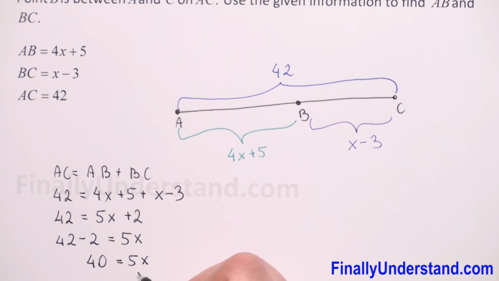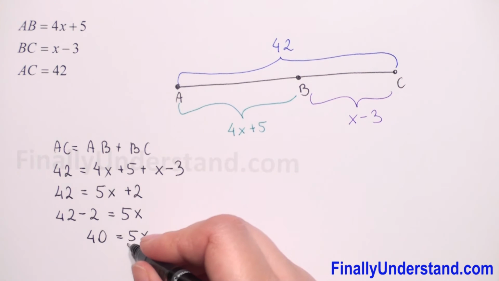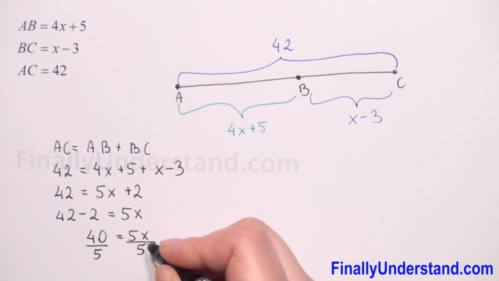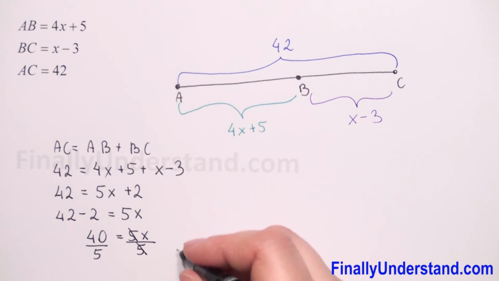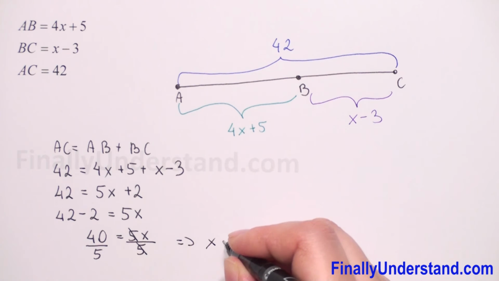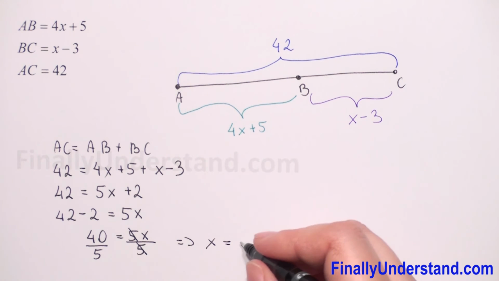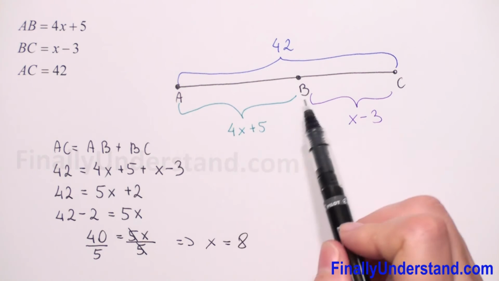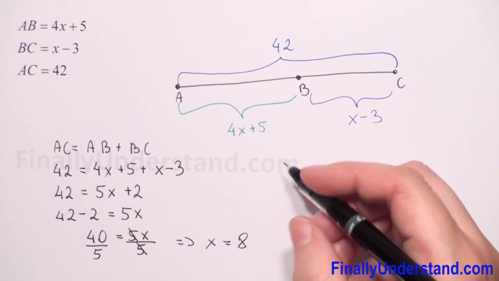Now because we have multiplication here, I will divide by 5 on both sides because we need to find x. 5 and 5 we can reduce. So we have that x is equal to 40 divided by 5, which is 8. We have x, so we can calculate the distances AB and BC.